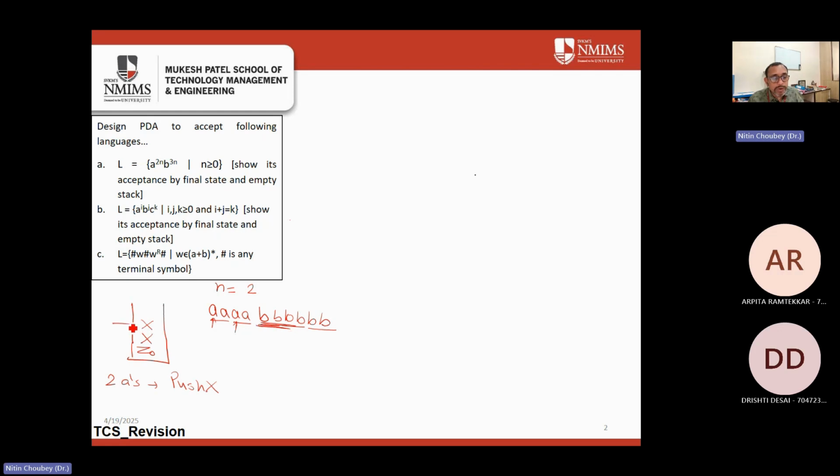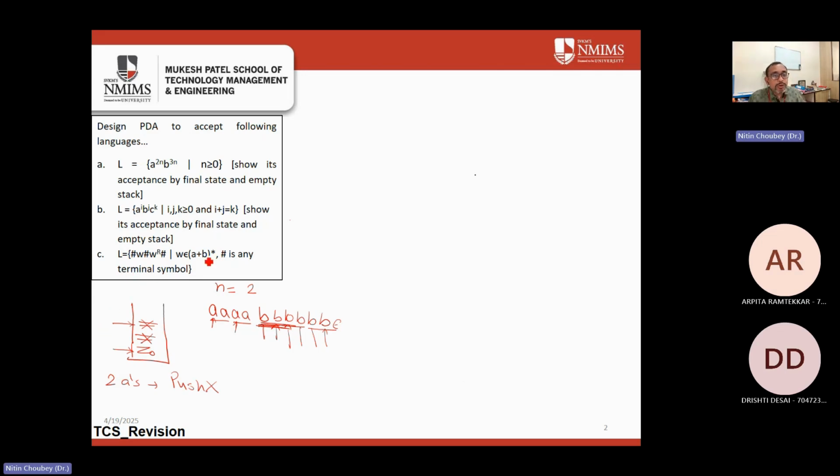will pop 1X. So first B, keep X as it is. Second B, keep X as it is. Third B, pop 1X. Similarly, 1, 2, skip. Third B, pop X. And as soon as we get epsilon here, at that time we must have Z0 on the stack top. If it is the case, in that case, go to final state.